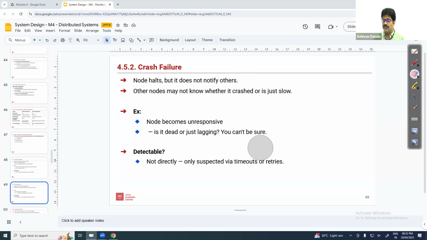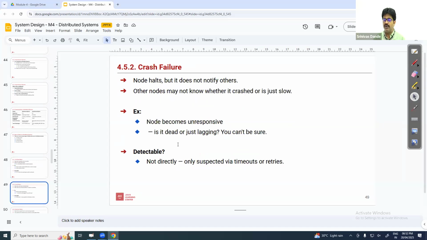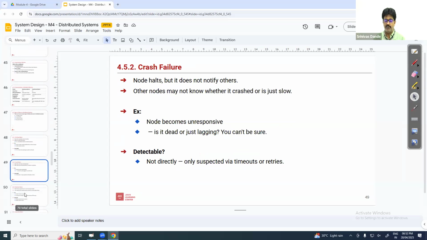But because we can't decide immediately, unlike the previous fail stop failure where we say yes, the server is gone, here we can't decide immediately. We have to do multiple tries.